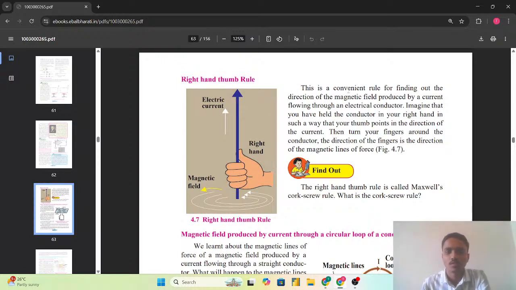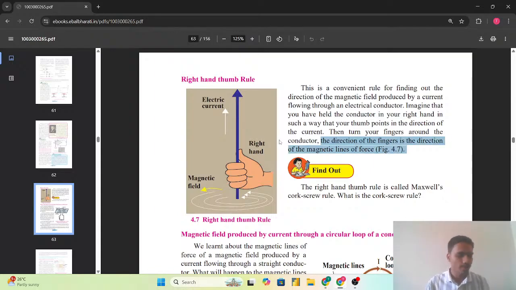This is a convenient rule for finding out the direction of a field produced by a current flowing through an electrical conductor. Imagine that you have held the conductor in your right hand in such a way that your thumb points in the direction of the current. Then turn your fingers around the conductor. The direction of the fingers is the direction of the magnetic lines of the force.